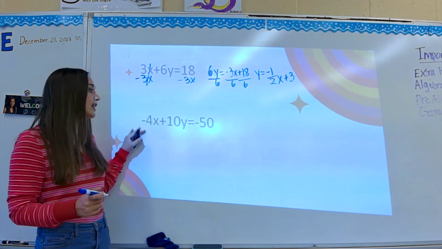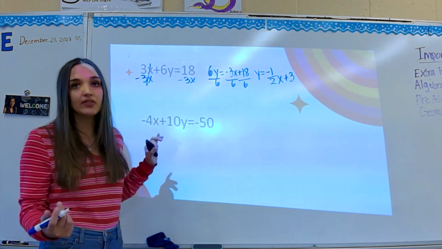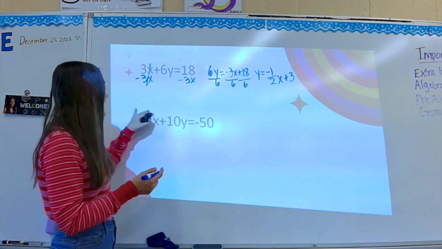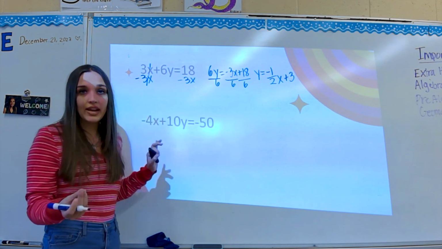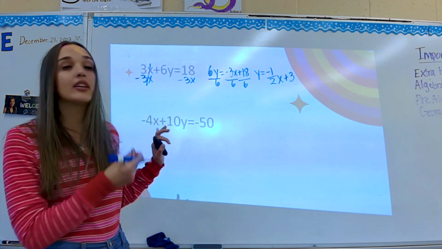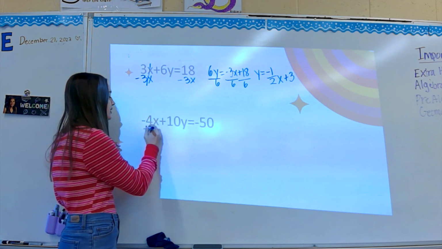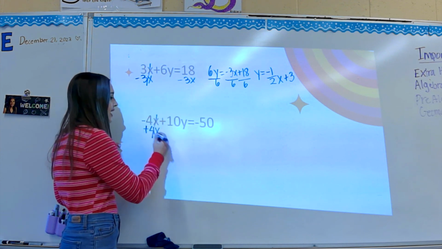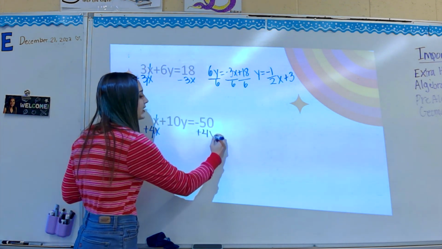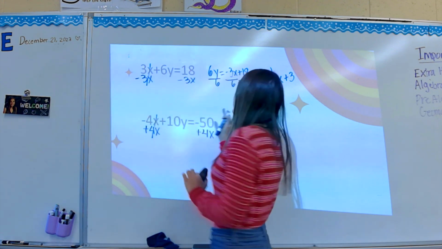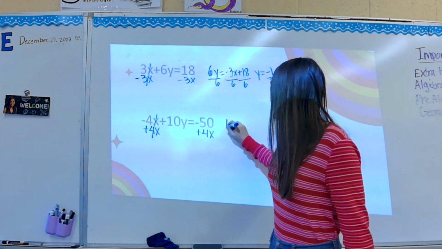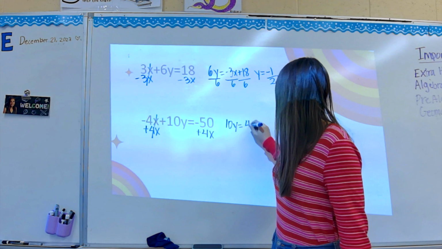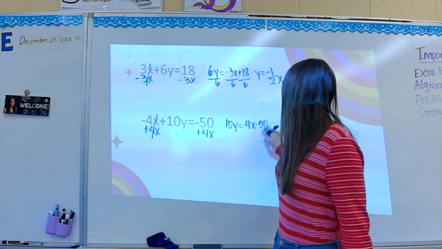We have negative 4x plus 10y equals negative 50. Now I have a negative x term. Because it's a negative x term, my inverse operations tell me to add it over to the opposite side. So I add 4x, add 4x. I can't combine these two because they're not like terms. So I get 10y equals 4x minus 50.